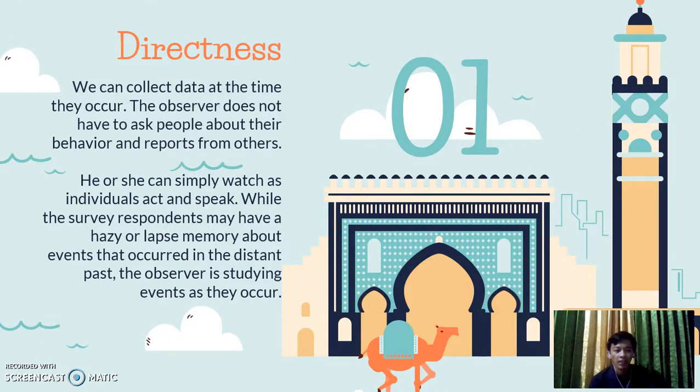We can collect data at the time they occur. The observer doesn't have to ask people about their behavior and report from others. He or she can simply watch as individuals act and speak. While the survey respondent may have a hazy or loose memory about events that occur in a distant past, the observer is studying events as they occur.